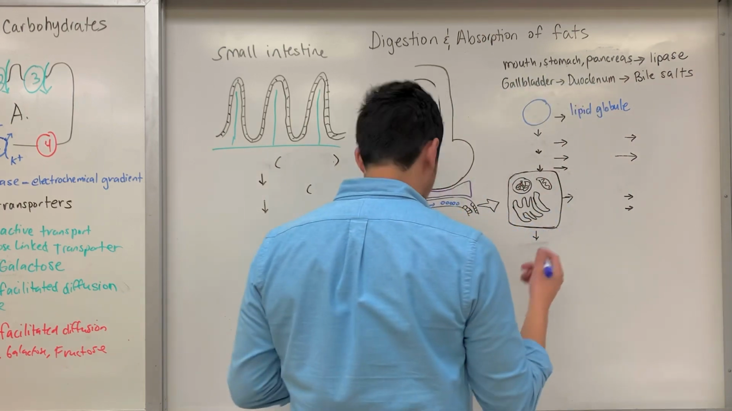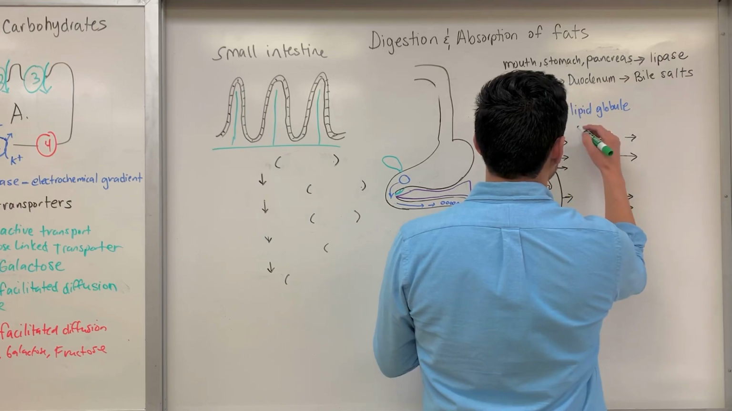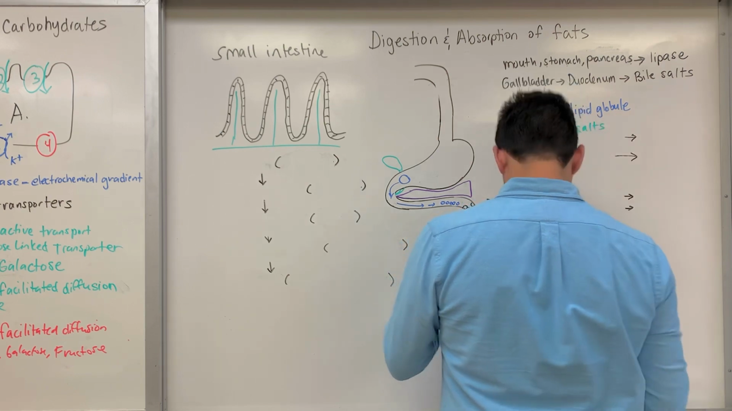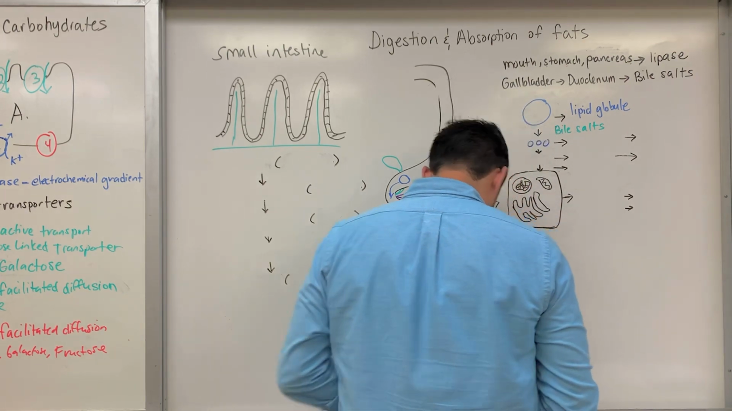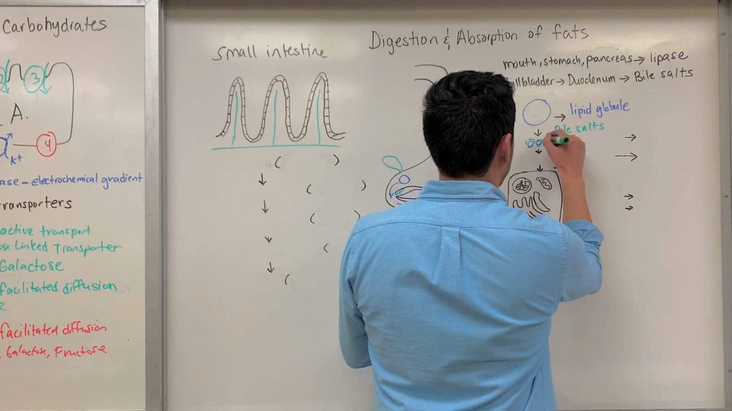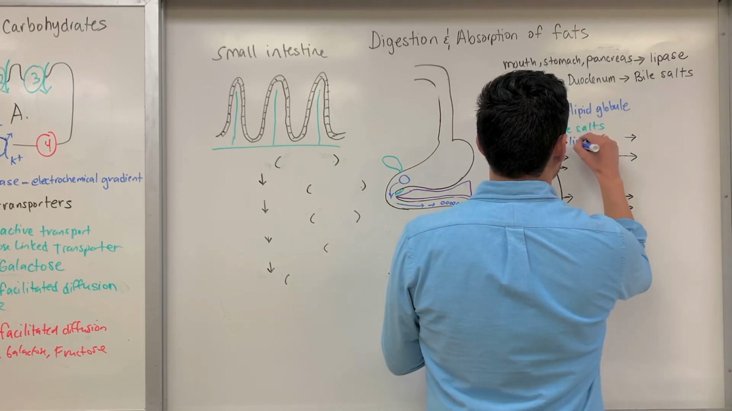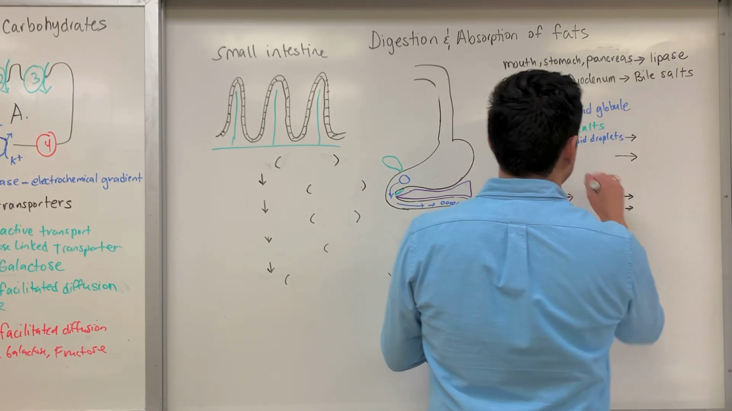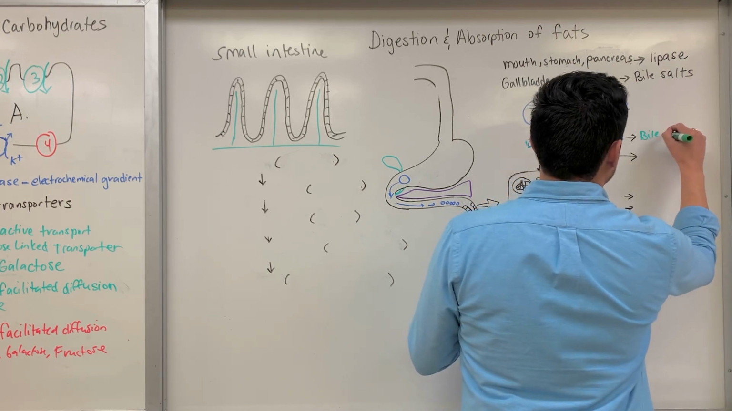And then once we add our bile salts, we get the formation of these smaller lipid droplets. These bile salts break it apart, and now we have, I'm going to put this in blue, our lipid droplets. This was due to the bile salts.